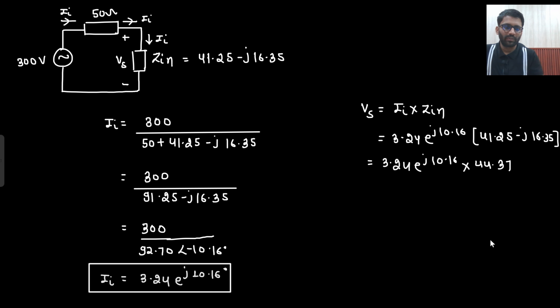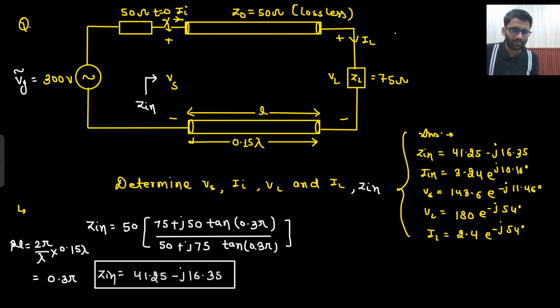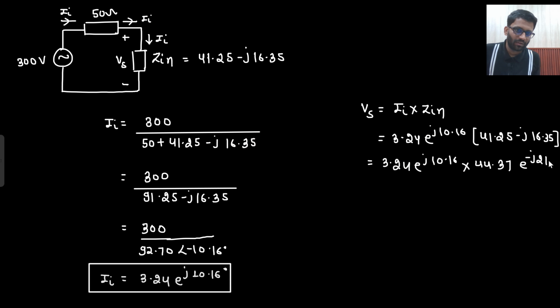44.37. And if I talk about the angle, that would be tan inverse of 16.35 divided by 41.25, that is 21.62, but negative. Now what will happen? These magnitudes will be multiplied and angles will be added, right?